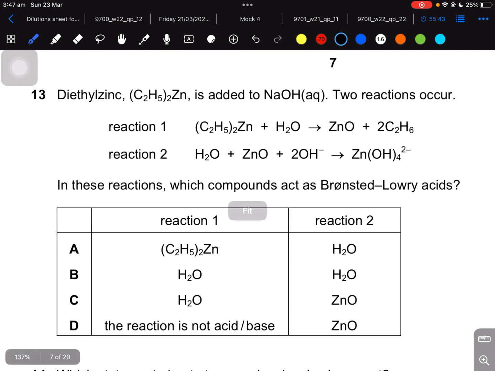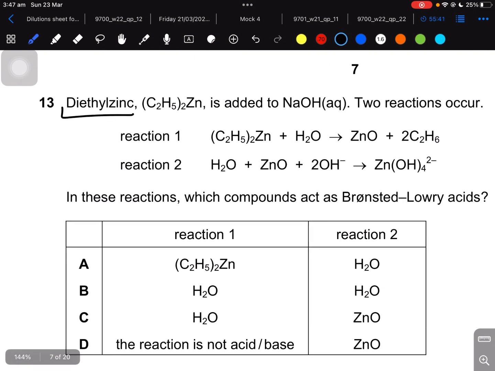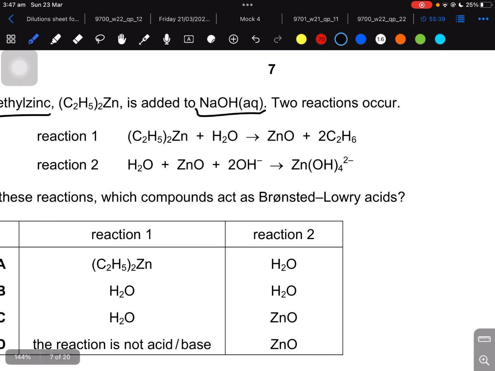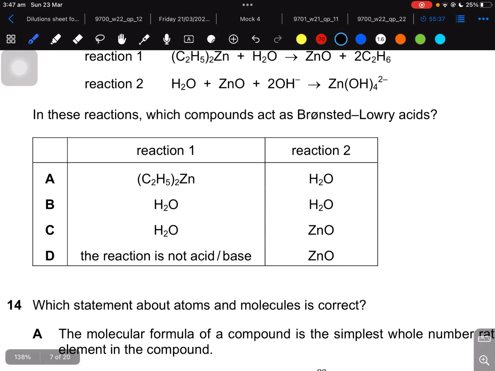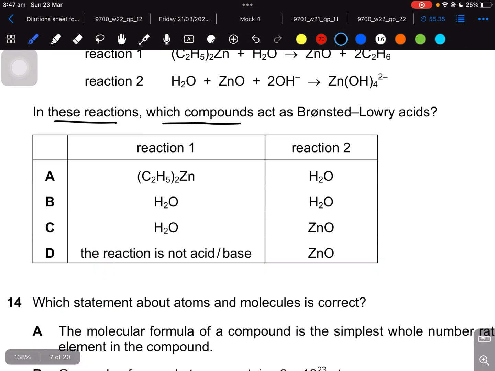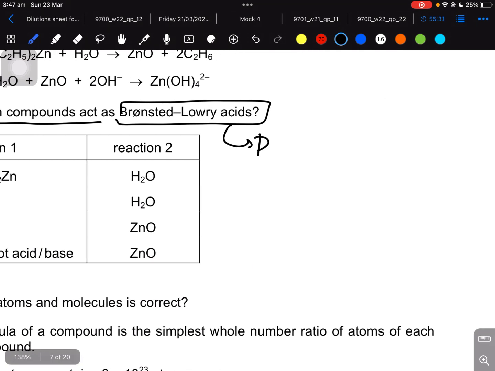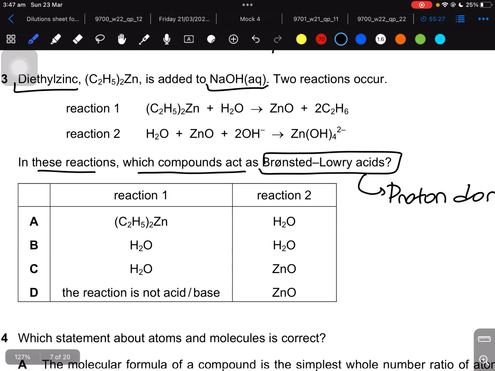Okay, I'm gonna butcher this name. Diethyl zinc, okay, no, never mind, is added to NaOH aqueous. 2 reactions occur. In these reactions, which compounds act as a Brønsted-Lowry acid? So these are proton donors. Okay, so what donates a proton? In reaction 2, let's find reaction 2. It's gonna be definitely the H2O.